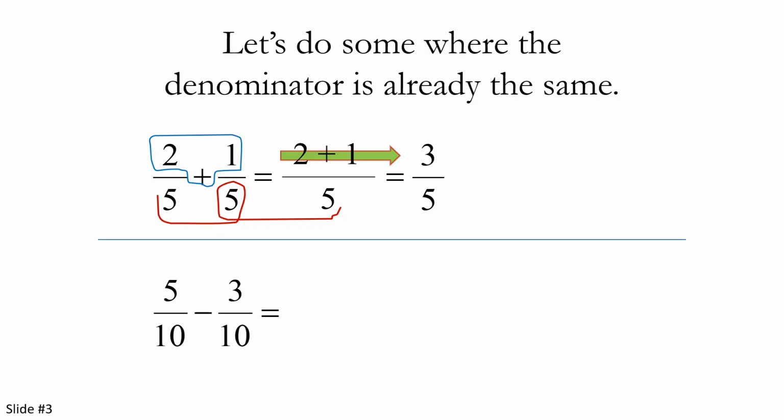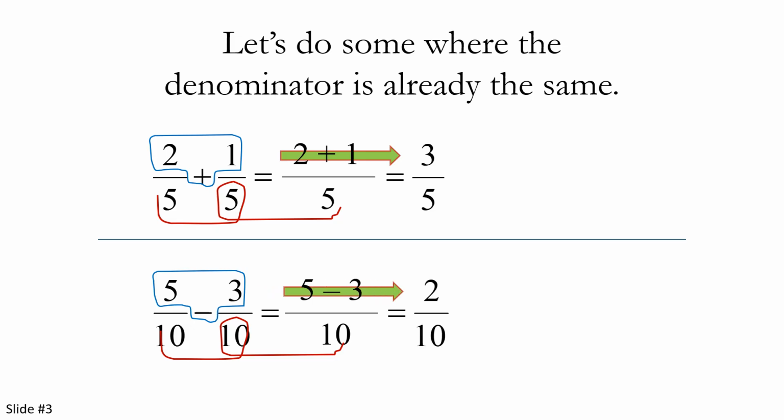Try this one. 5/10 minus 3/10. Again, the denominator is the same already. So now we just do what the numerator tells us to do, 5 minus 3, and do that arithmetic, gives us 2/10. But wait, that's the wrong answer. We forgot to simplify. 2/10 becomes 1/5.